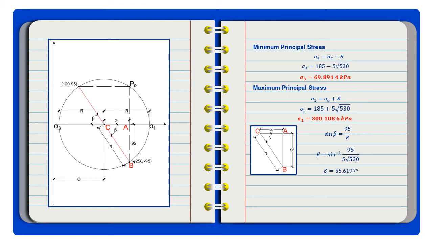So, calculating that one, we will have 55.6197 degrees. So, meron na tayong beta ngayon and it is ready now for use para malaman natin yung plane AB.